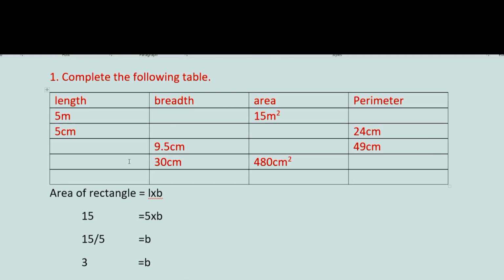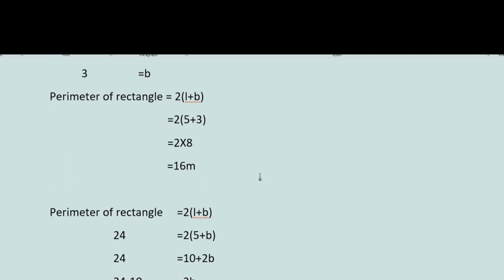Coming back to the last, here breadth is given and area is given. 30 centimeter is the breadth and 480 centimeter square is the area of the rectangle.